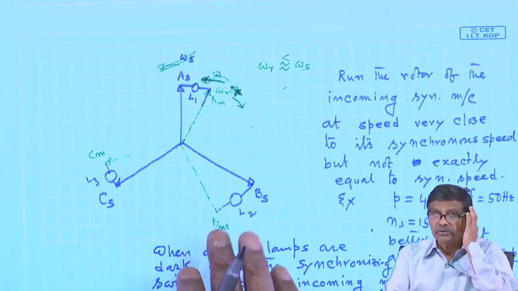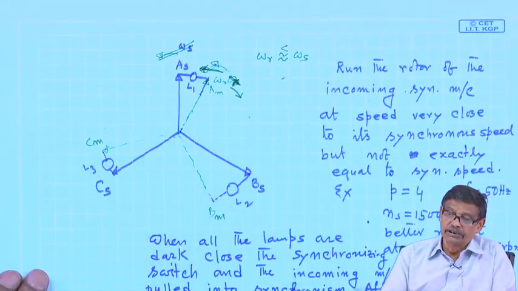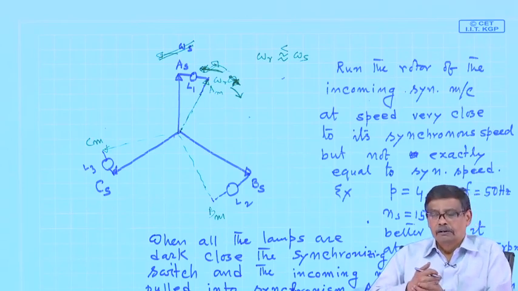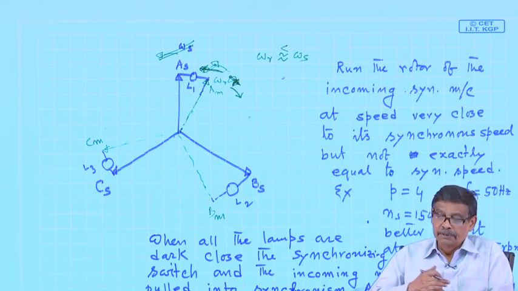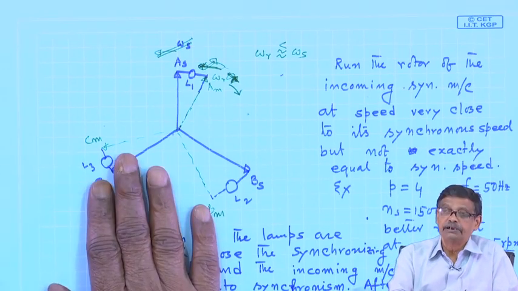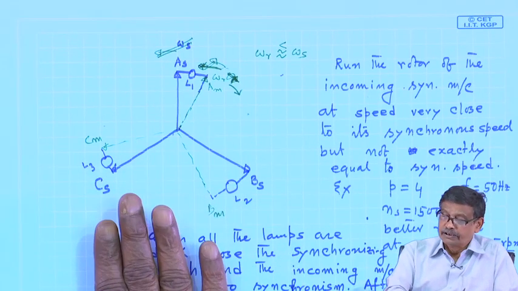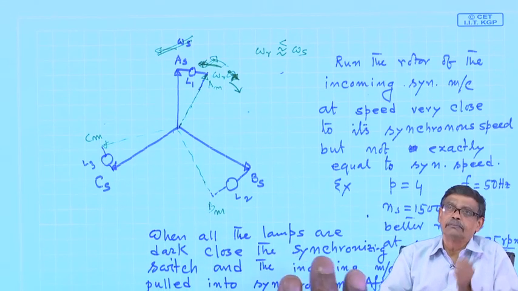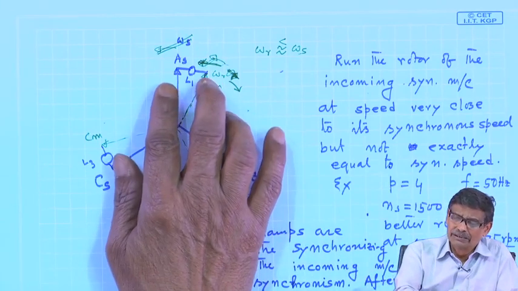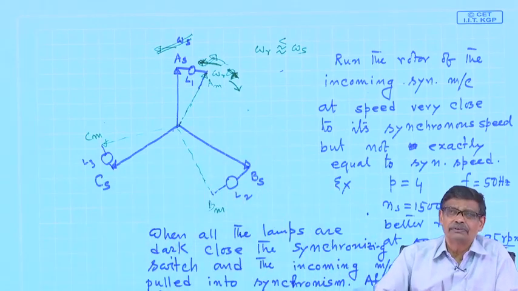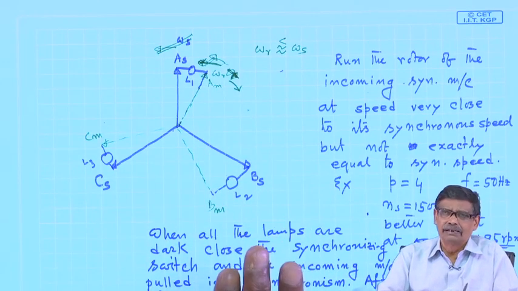Now, there are other methods, I will not go into that. If you have understood this, there is another method of lamp connection, which is called two bright lamp method of synchronizing an incoming alternator or synchronous machine with the bus. After this you will be able to understand those things. Of course, I have included those things in my lab, including the nature of the voltage waveform across the lamps.